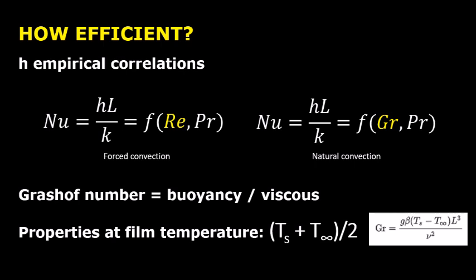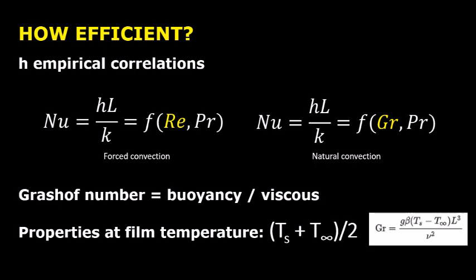Remember that for forced convection, we did something a bit different. We evaluated the physical transport properties like viscosity, thermal diffusivity, and density at the bulk fluid temperature. However, for natural convection, you will have to use the film temperature to evaluate those transport and thermochemical properties.